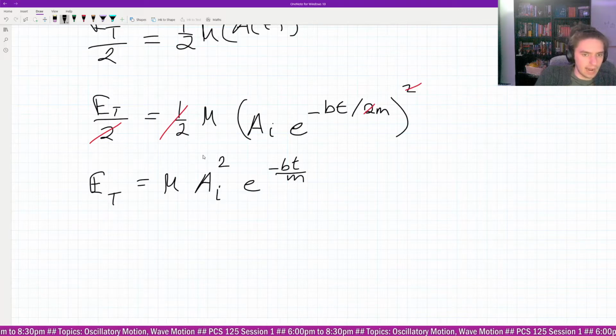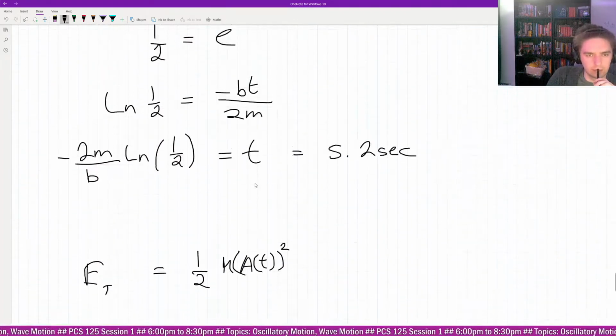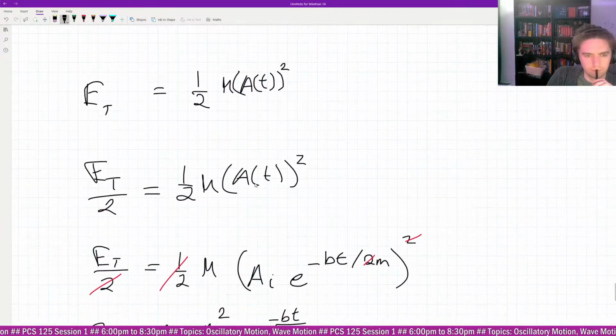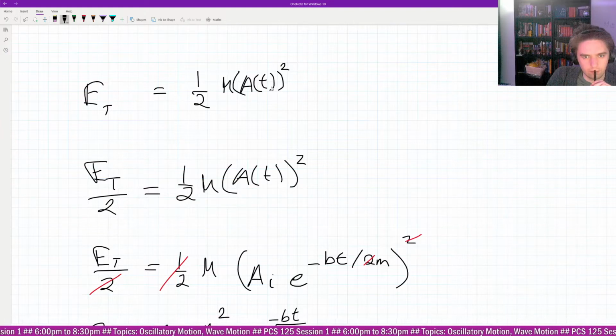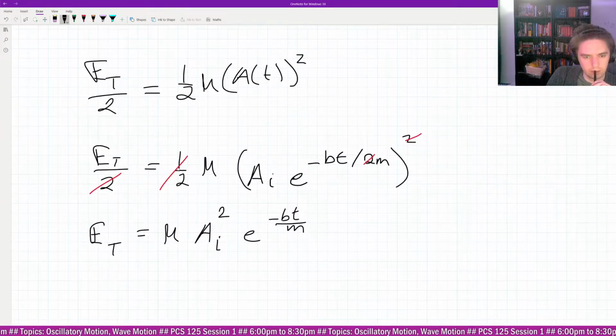Now that A_i, no, this isn't going to work. What am I doing? I'm doing something wrong here. This is the total energy as a function of time. Well, this is the total energy.